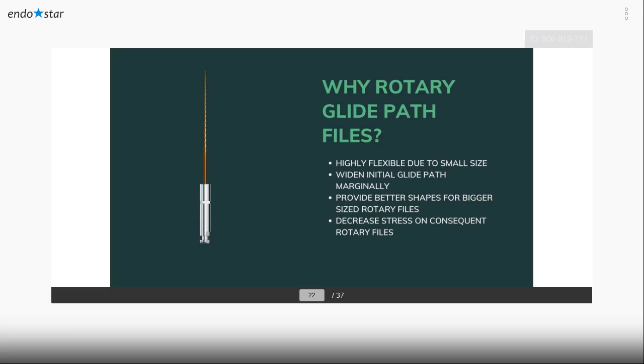Moving on to the subject of the day, what are these Easy Path files? Let's have a look. So the Endostar Easy Path files have a lot of features. They're extremely flexible, they are highly resistant to fatigue, they pass easily down the canal, and they are safe and fast to establish a glide path.